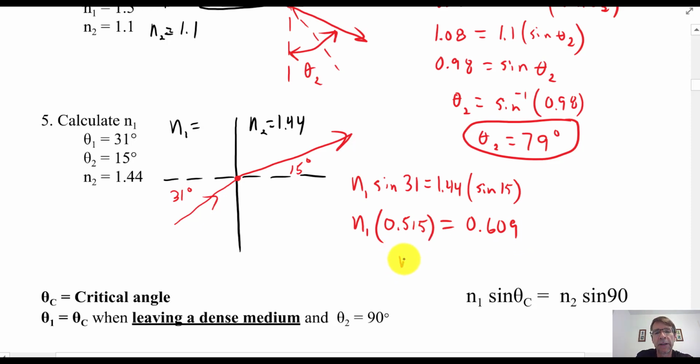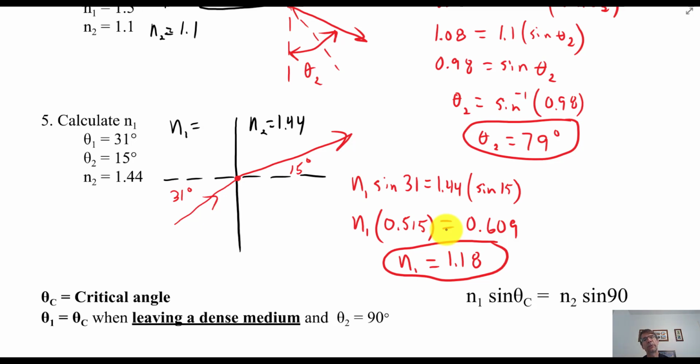So then you just take 0.609 divided by 0.515, you get 1.18. Yes, indeed, it's less than n sub 2. It has to be less than n sub 2 because the light went from less dense to more dense. It bent toward the normal.